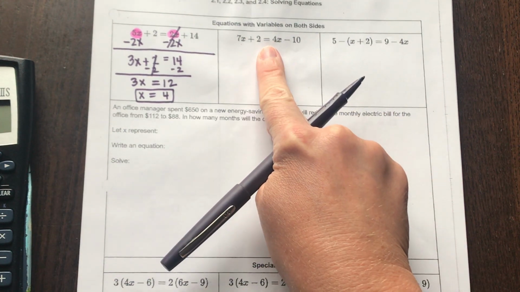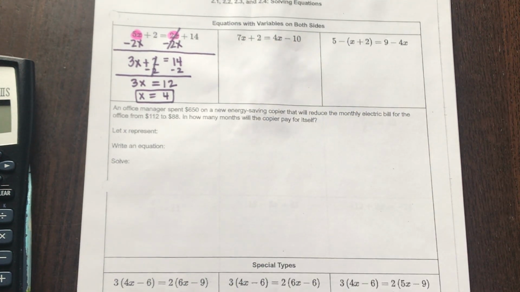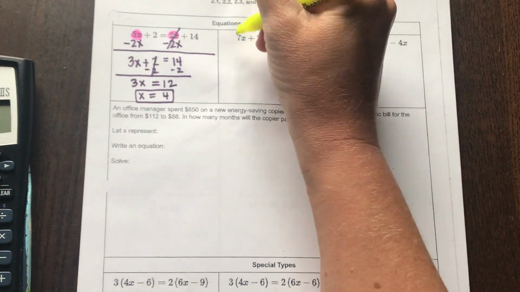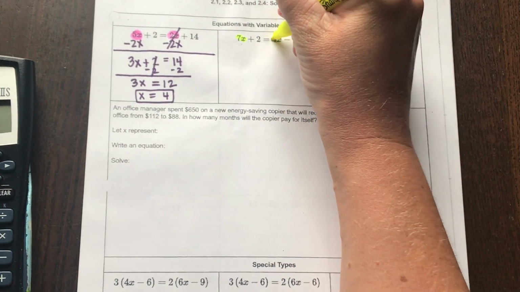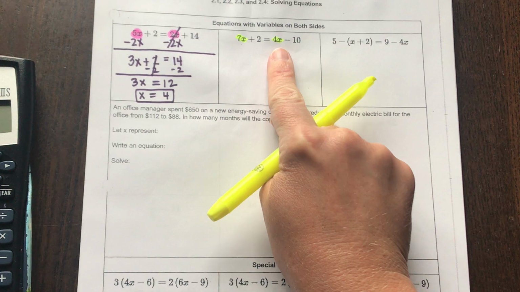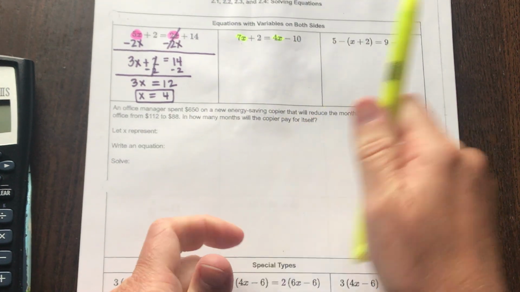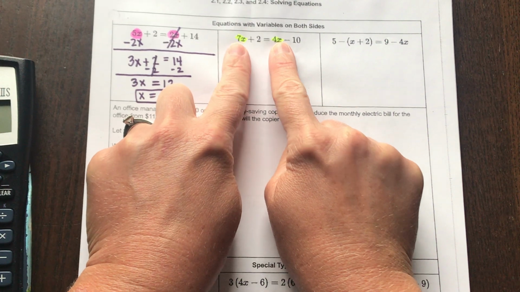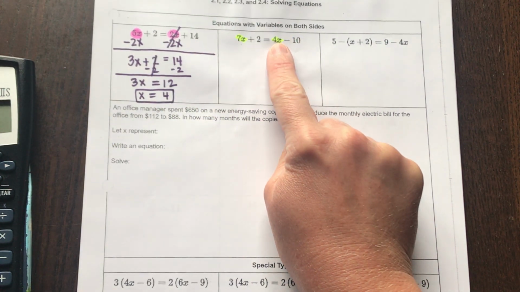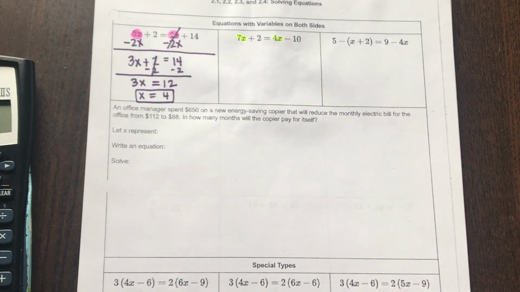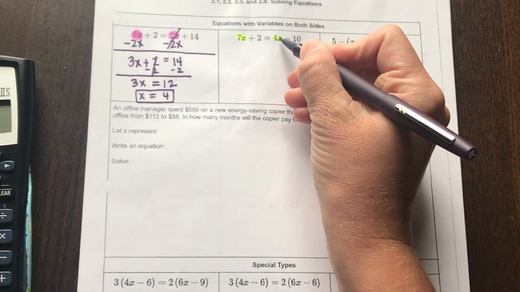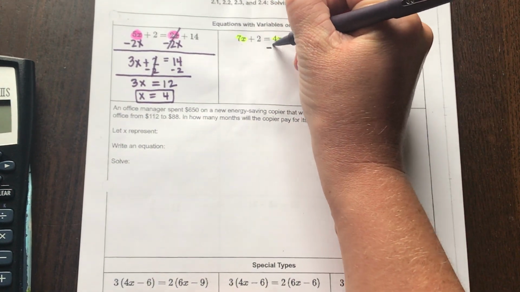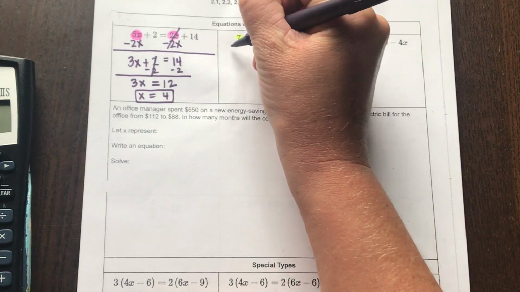Now, similarly, in the next example, I see that I have a 7x term on the left side and a 4x term on the right side. Since the 7x is larger, I'm going to do the inverse operation on the 4x term. This is a positive 4x, so I'm going to do an inverse of subtracting it.